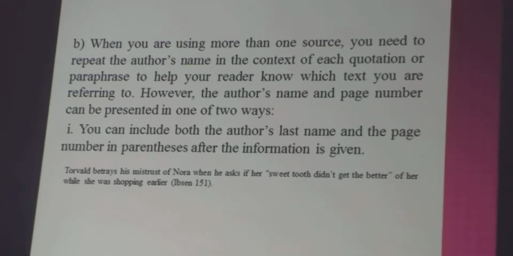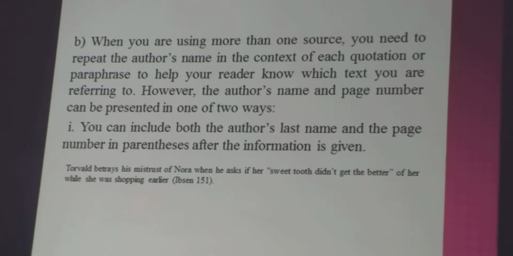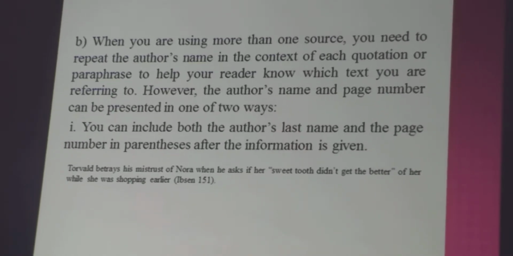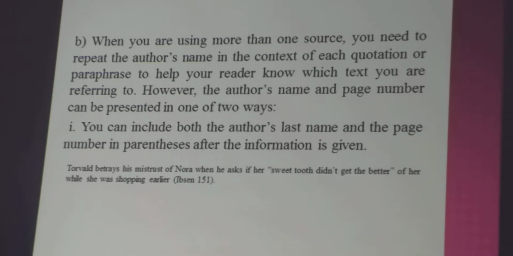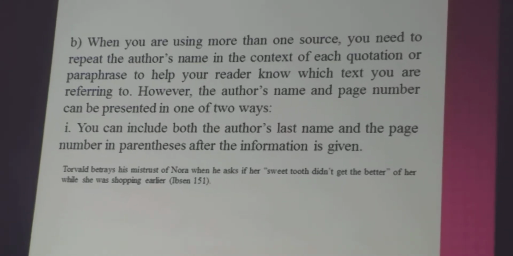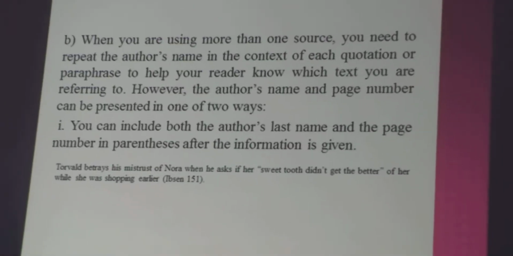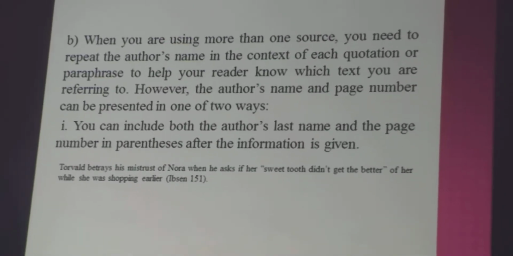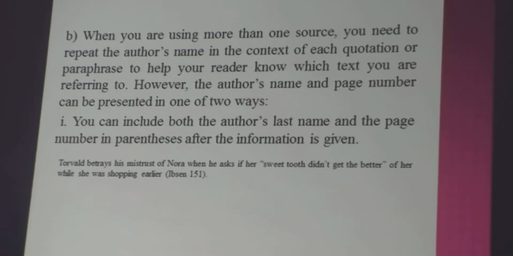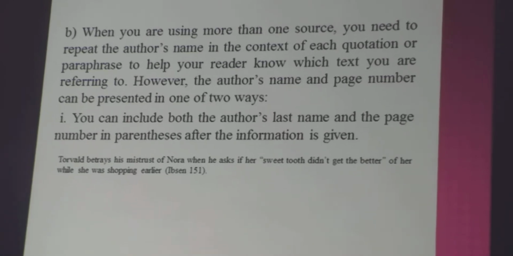Using more than one source. In this case, sometimes you are writing a paragraph and you find more than one author sharing the same idea. In this case, how can I insert them within my paragraph? When you are using more than one source, you need to repeat the author's name in the context of each quotation or paraphrase to help your reader know which text you are referring to.